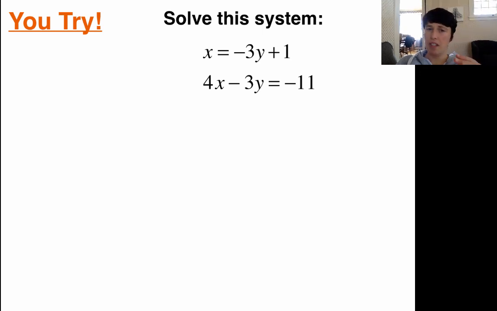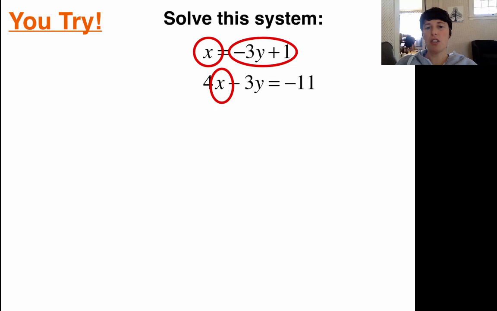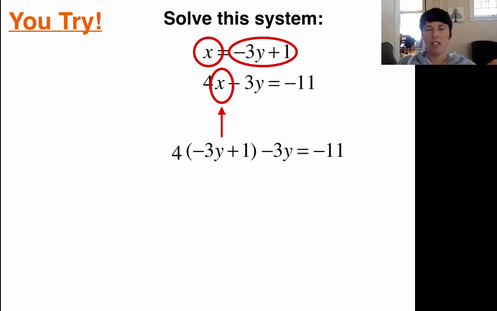Okay, so you've paused the video, you're unpausing, you're all done with your work, and you're ready for checking your answer. Here's what I'm hoping you did. You noticed x was isolated, all by itself, and it's equal to negative 3y plus 1. So in the second equation, you're replacing the x with negative 3y plus 1. I'm going to put a little arrow. I'm going to replace it with negative 3y plus 1. And instead of 4x minus 3y, I now have 4 times (negative 3y plus 1) minus 3y equals negative 11.